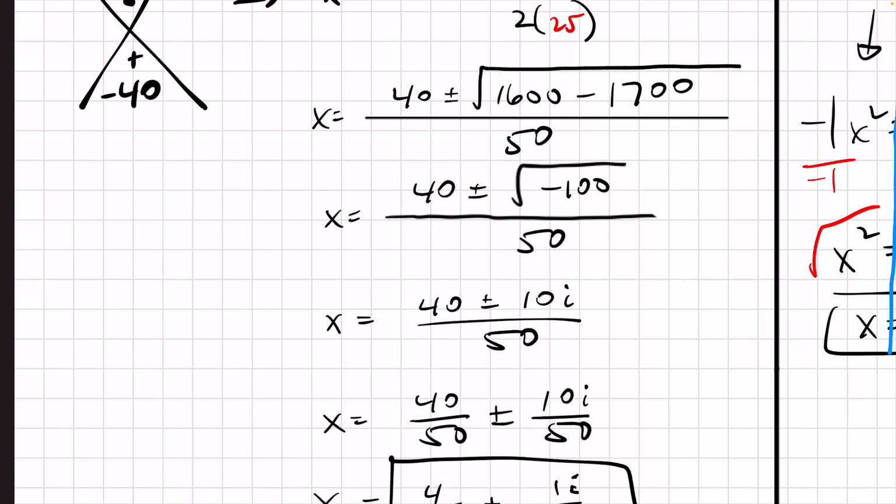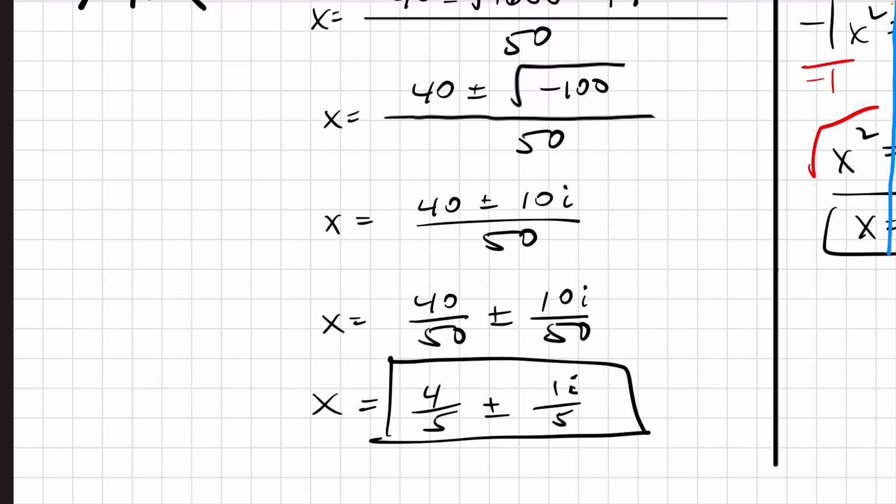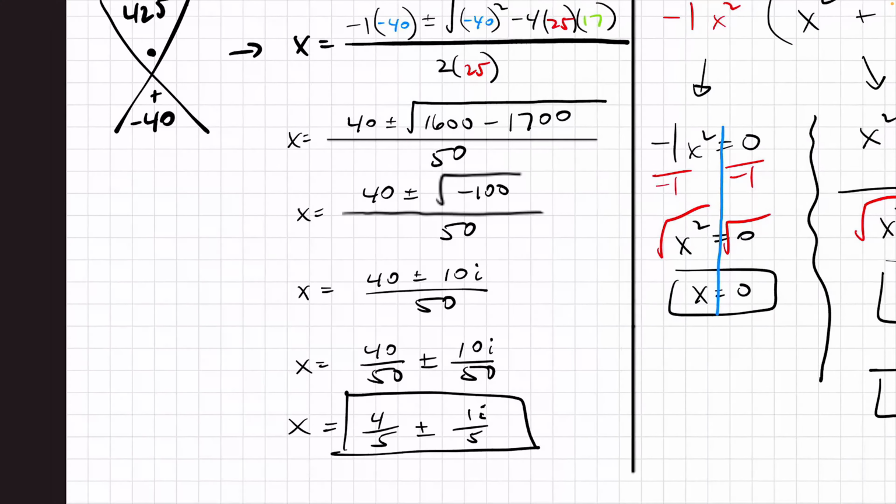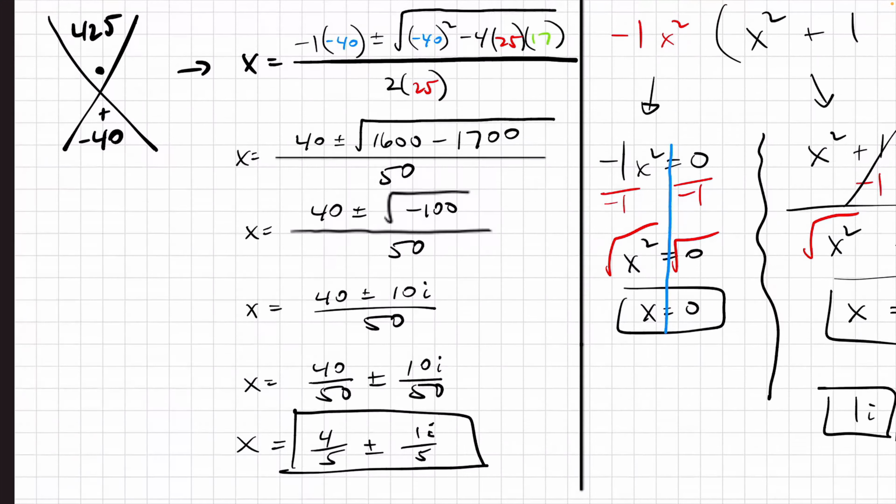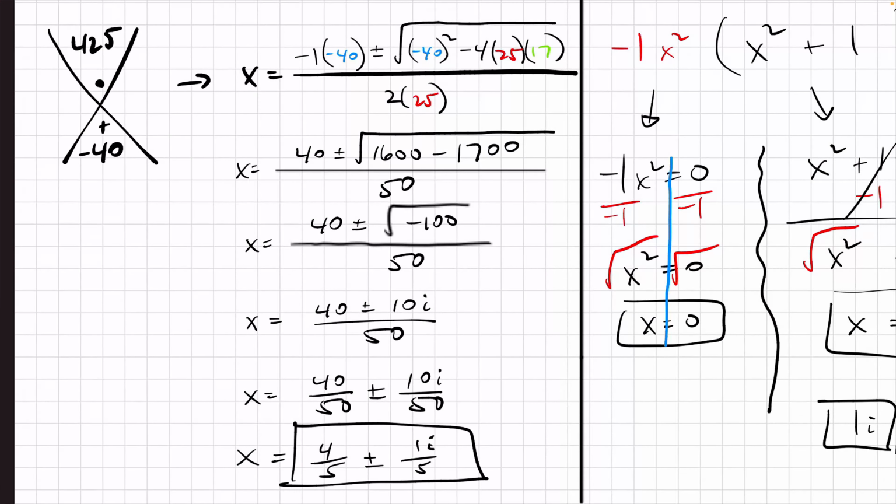Divide them both by 50. You can't divide, but you can reduce. 4/5 and 1/5 i. Okay? All right.